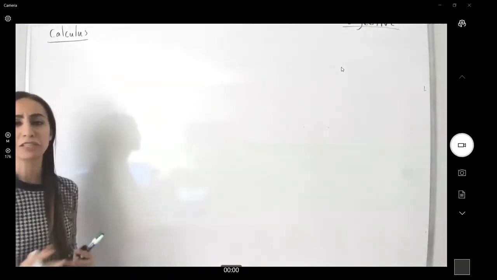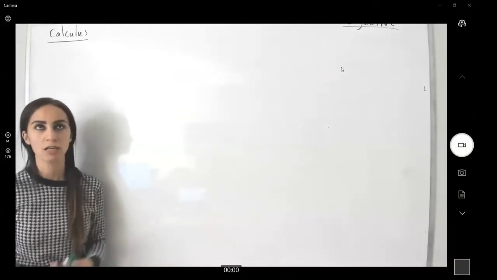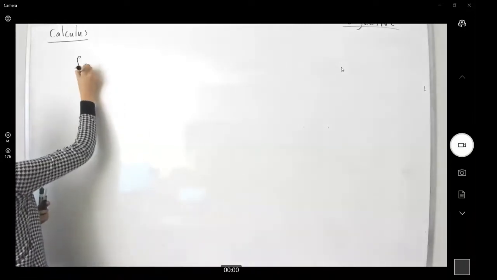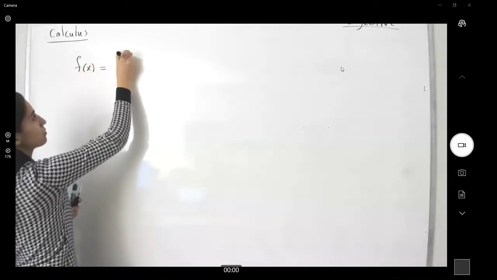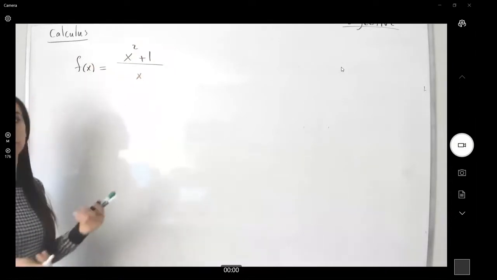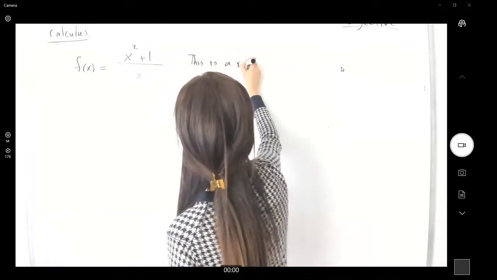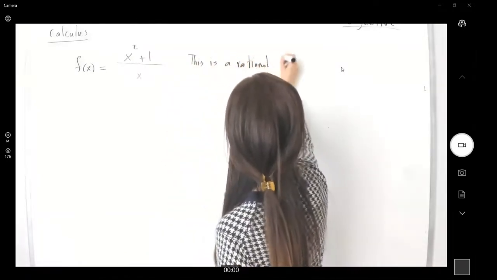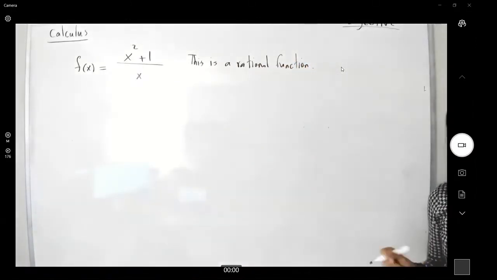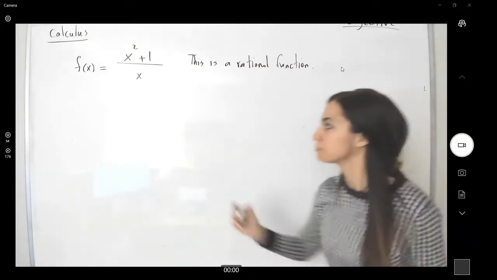In elementary calculus, you learn about rational functions, radicals, and exponential functions. Recall that, for example, if you have a function like f of x equals x squared plus 1 divided by x, this is a rational function. You can find the limit of this function, but first you have to be careful about the domain.